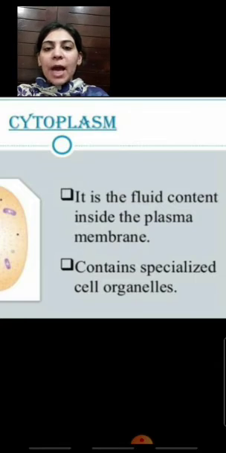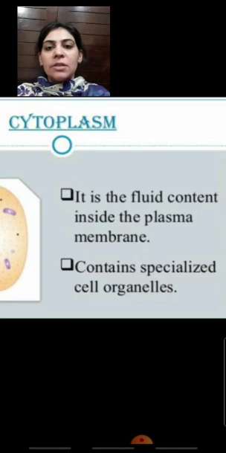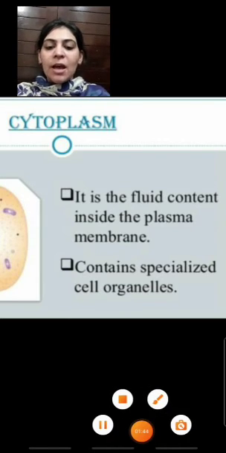And cytoplasm contains various cell organelles. And cell organelles perform special functions for all the activities of the cell. The cell performs all the functions due to these cell organelles, and these cell organelles are present in the cytoplasm.